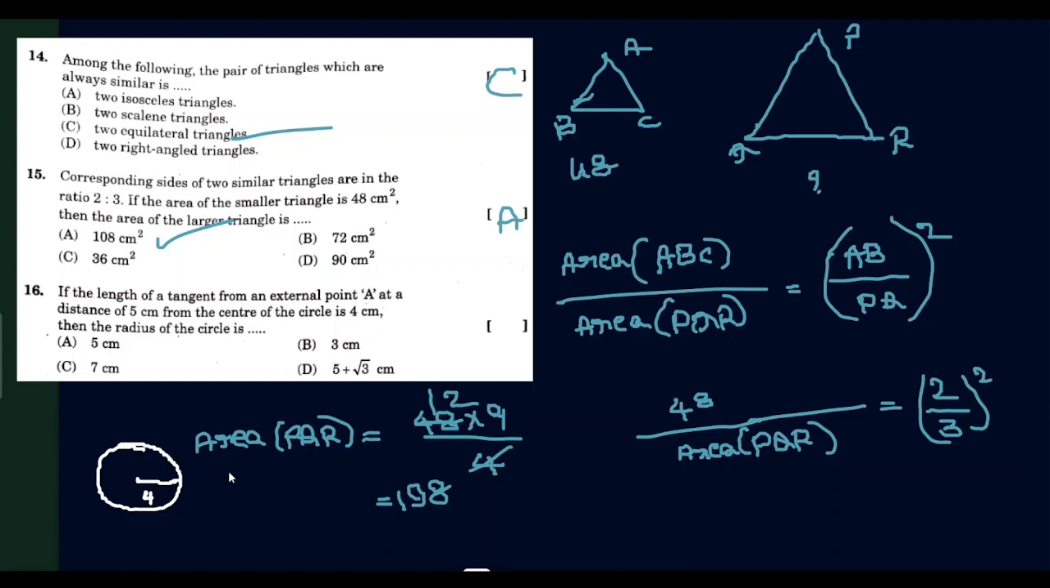So the tangent they have drawn like this. What is its length? The length is 5 centimeters. If I just draw it, it is 5 centimeters, and from the center this point is at 4 centimeters distance, and this is nothing but 3, right? So option is 3. By using the Pythagoras theorem, we can simply write. Got it? Now the next question.